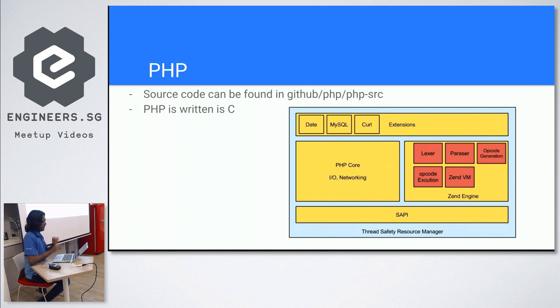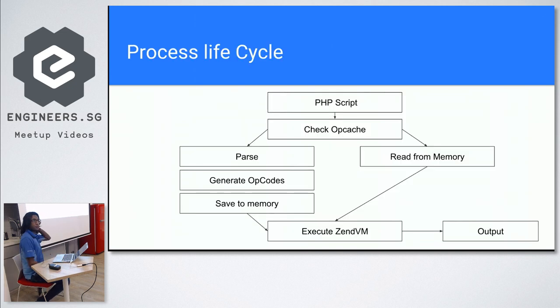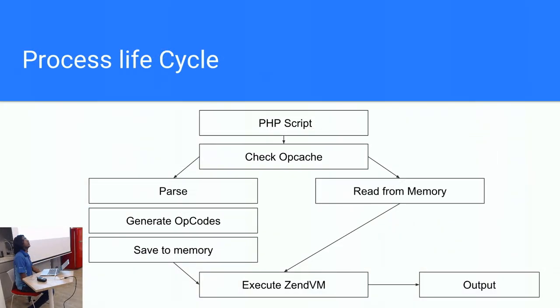So that's the PHP overview. Now this is the process cycle. Some code comes in. I'm not sure whether you're familiar with opcache, APC, the Zend cache, Zend optimizer, something like that. First, when the script comes in, you look up the opcache to see whether there is already compiled data there.